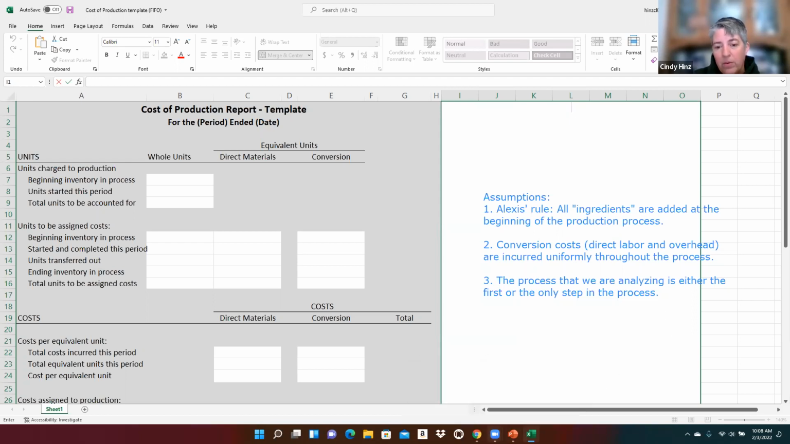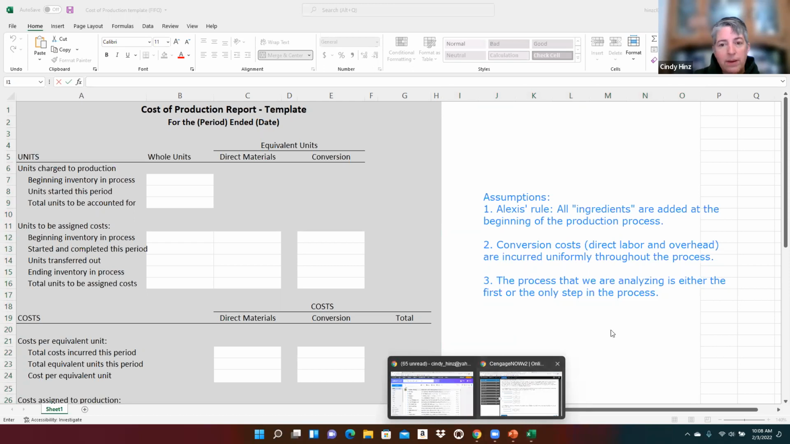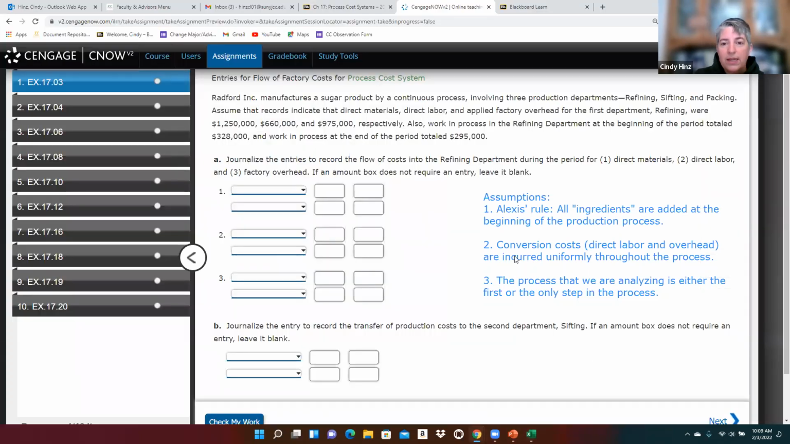All right, everybody okay with those assumptions? Any questions about those before we work on this exercise?